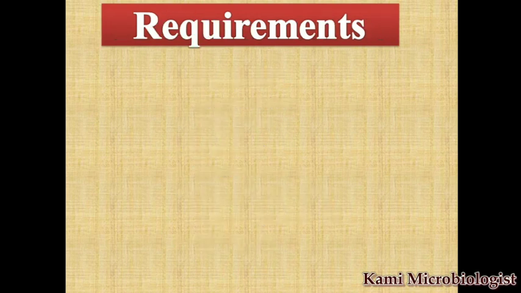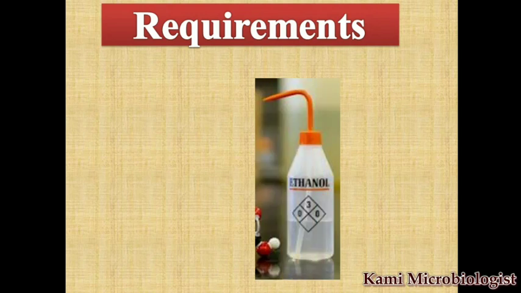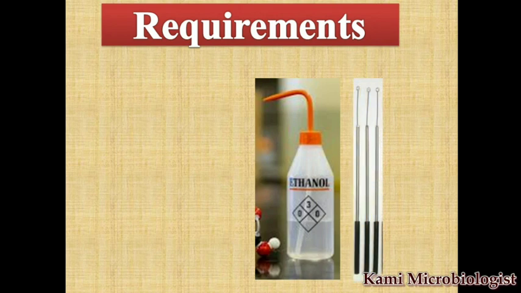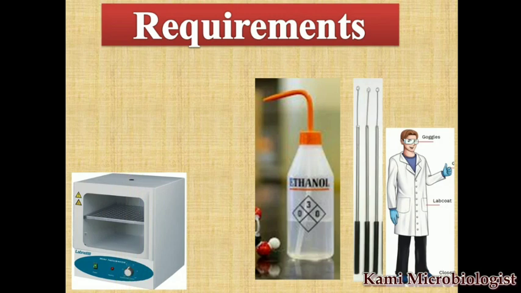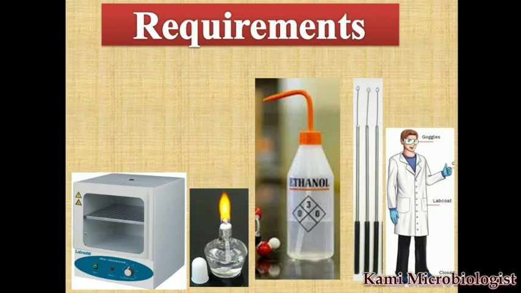Then we have the requirements, what we need while performing the test. We need ethanol, which is used to disinfect the surface area where we perform the work. A wire loop is used for streaking. These are the personal protective equipment used to protect ourselves from infection. An incubator provides incubation, like 37 degrees Celsius, for bacterial growth. A spirit lamp provides a clean environment within 4 to 5 centimeters, and we can also sterilize the wire loop by heating it red hot in the spirit lamp.